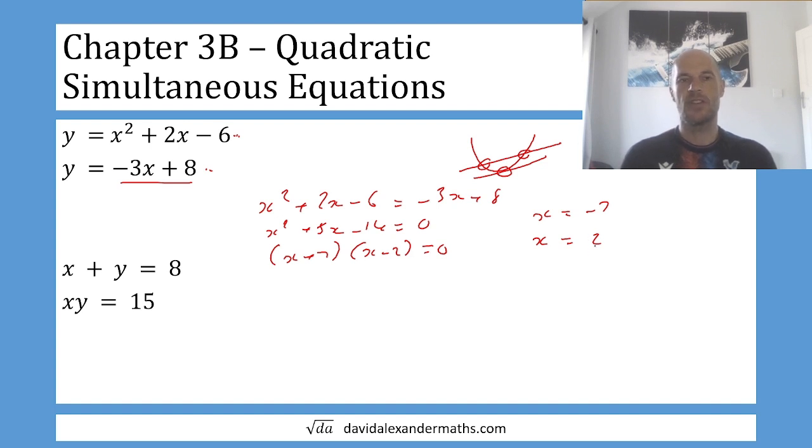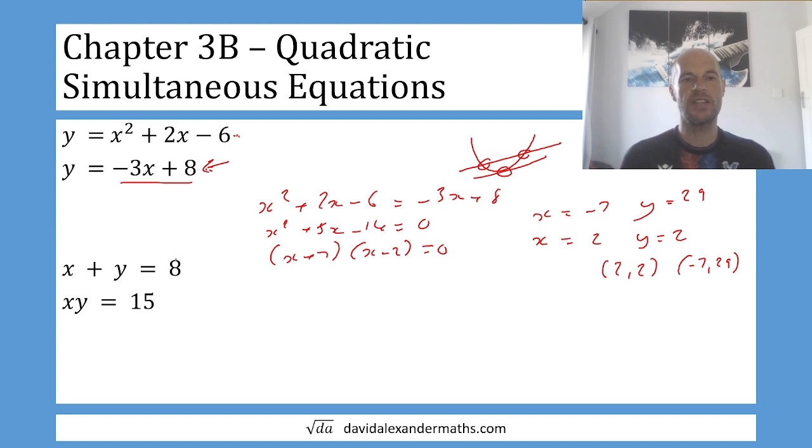Now what are the y values? Well, y is negative 3x plus 8. Well, it's also x squared plus 2x minus 6, but I'm going to use this equation because it's much easier. So if x is 2, minus 3 times 2 is minus 6. Minus 6 plus 8 is 2. So when x is 2, y is 2. And when x is negative 7, minus 3 times minus 7 is 21. 21 plus 8 is 29. So I'm getting two solutions, and we can write these as coordinates. If these were plotted on a graph, the intersections would be 2, 2 and negative 7, 29.